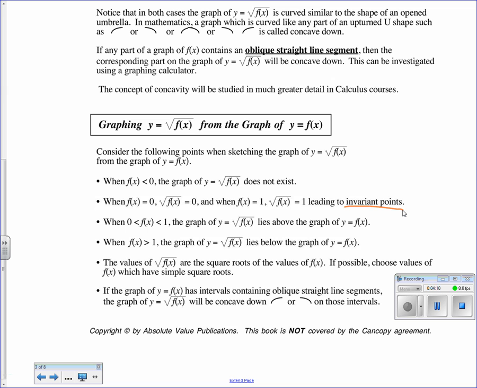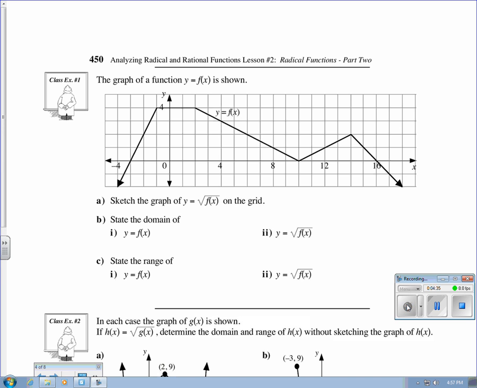When we're between 0 and 1 on the y, the graph of the square root of the function lies above. We talked about that already. When f at x is greater than 1 and I square root my y value, I'm actually going to go lower. It lies below the graph. And a few other nice conclusions and some things we'll play around with. 2 graphs to look at.